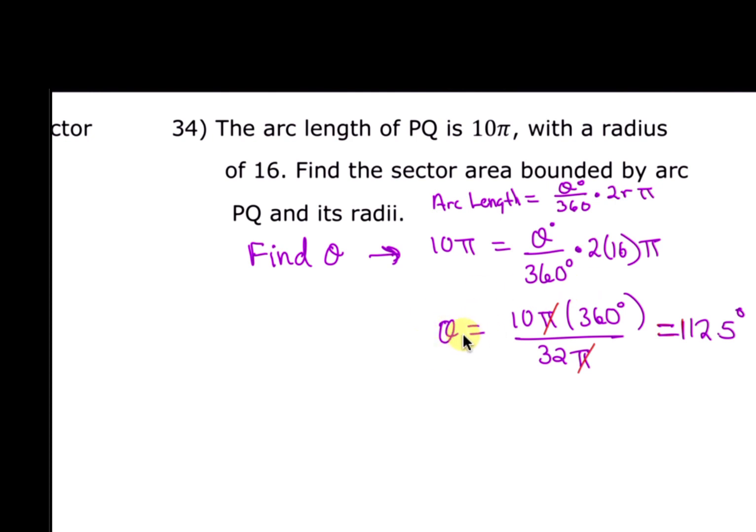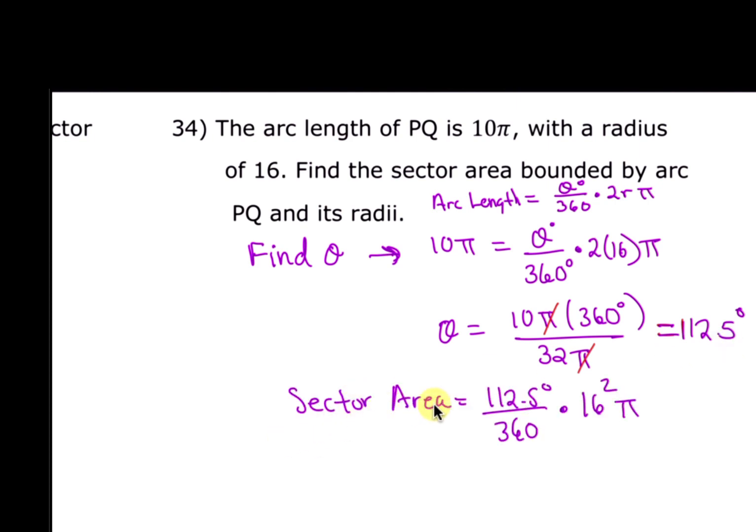Getting theta by itself, we would be multiplying the 10 pi by the 360, and we know that 2 times 16 is 32, so we would end up dividing by 32 pi. These 2 pi's will cancel out, so in our calculator we're doing 10 times 360 divided by 32, so the degree measure is 112.5.